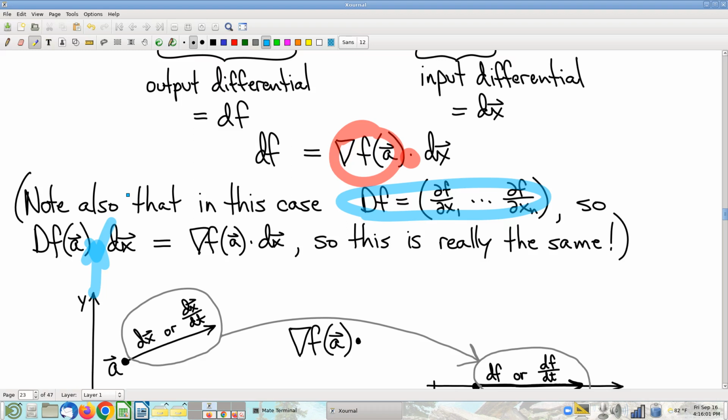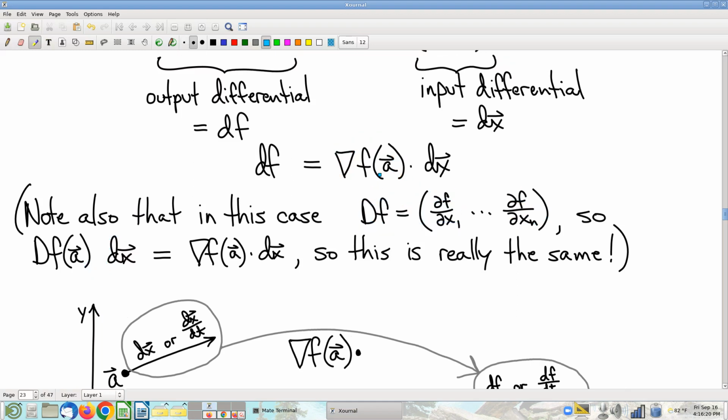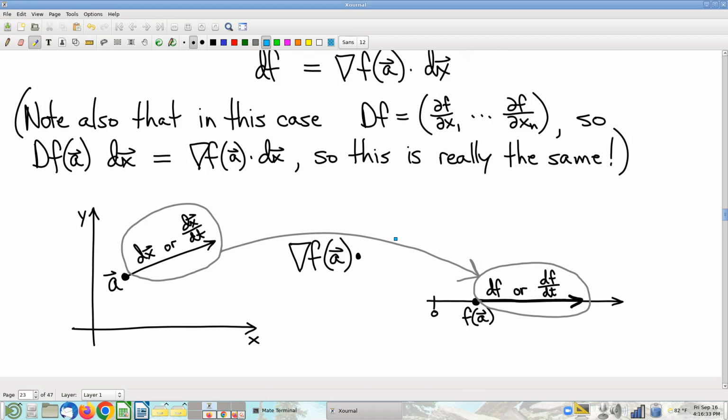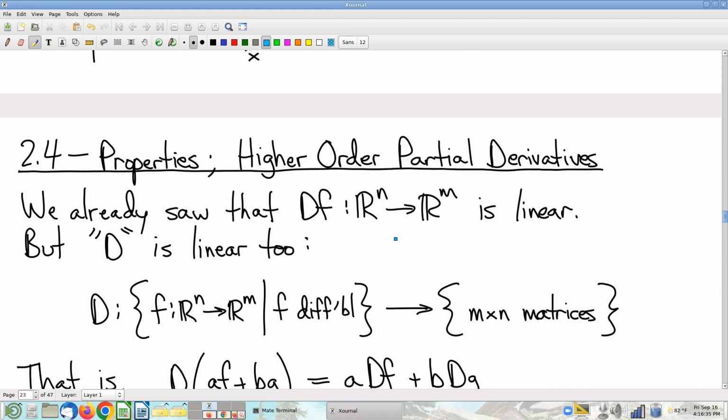The matrix multiplication is exactly the same thing. It's exactly the same arithmetic. So this is not a different formula. This is just an alternative form for the same formula. But again, this only works for real valued functions. Gradient only is a thing for real valued functions, so it's the one case where you have this alternative form. Okay. Everybody with me? Everybody happy?